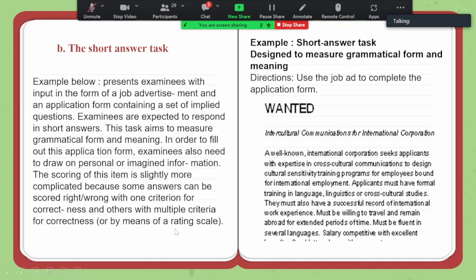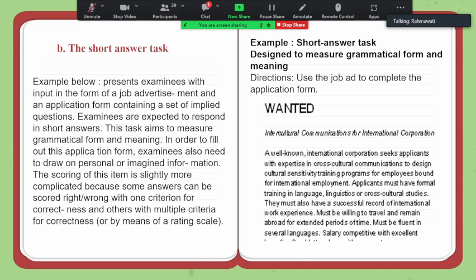For example, it presents examinees with input in the form of a job advertisement. An application form contains a set of implied questions. Examinees are expected to respond in short answers. This task aims to measure grammatical form and meaning. In order to fill out this application form, examinees also need to draw on personal or imagined information.